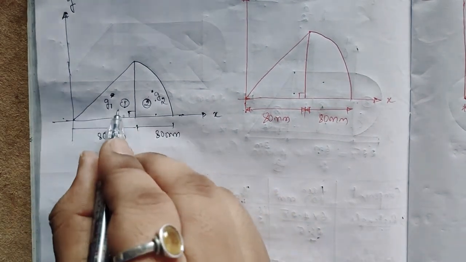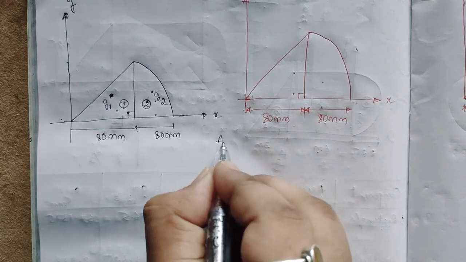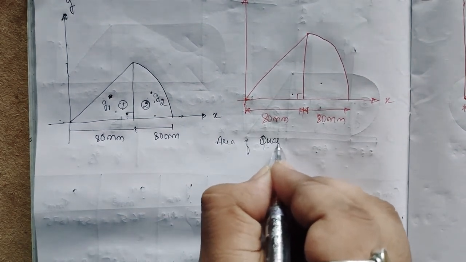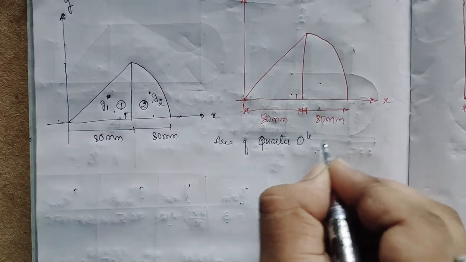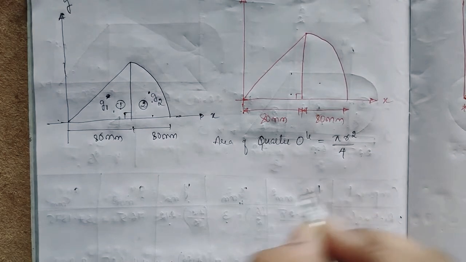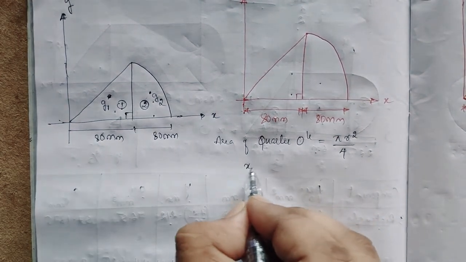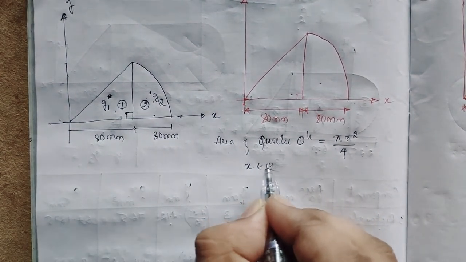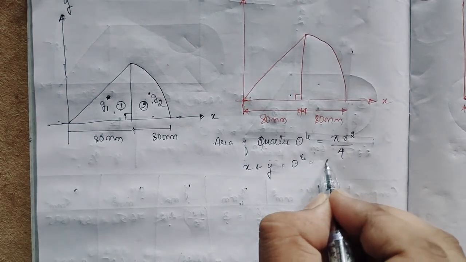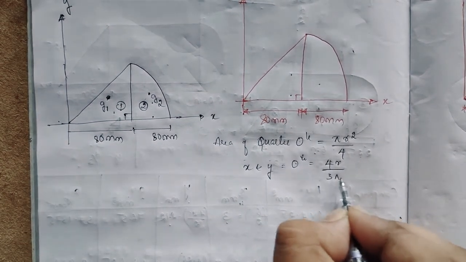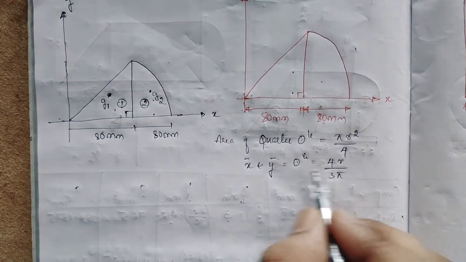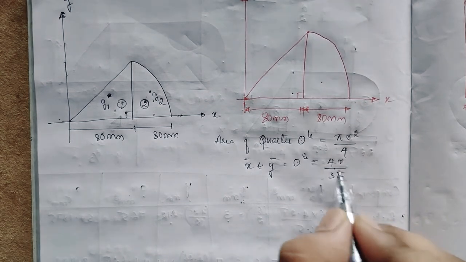Area we know, half into b into h. What is the area of the quarter circle? I already gave you the formula list, that is pi r square by 4. What is the distance of x and y for the quarter circle? The formula is 4r by 3 pi. For the value of x and y, the value is 4r by 3 pi.